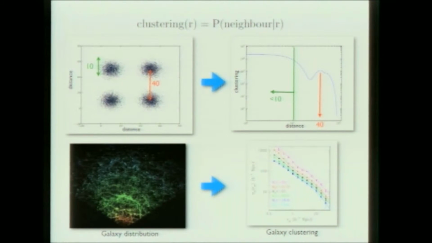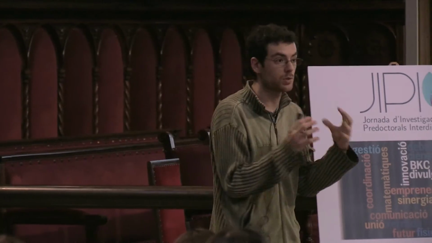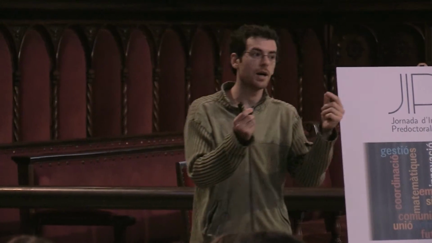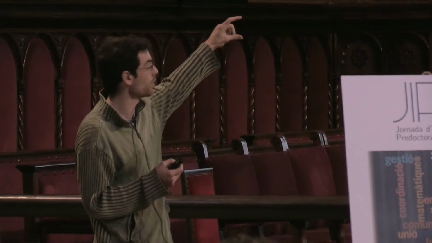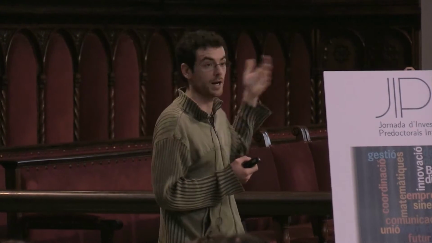There are several ways to measure clustering. One way is by calculating the probability of finding, for a given distribution of objects, a neighbor at a given distance. So I will put a simple example here. In the top left panel, we have a distribution of points or particles, and in the top right, we can see the measurement of the clustering. As you see, these particles are organized in clusters of 10 units of size. So this means that there is a high probability of finding pairs separated by less than 10 units. And because of that, the amplitude of the clustering measured at these distances is high.